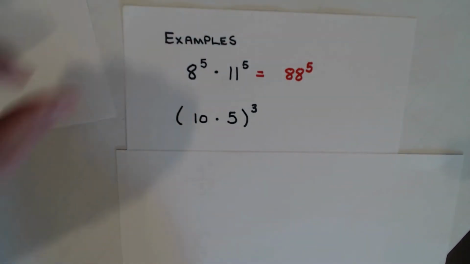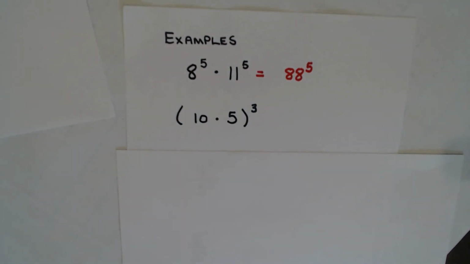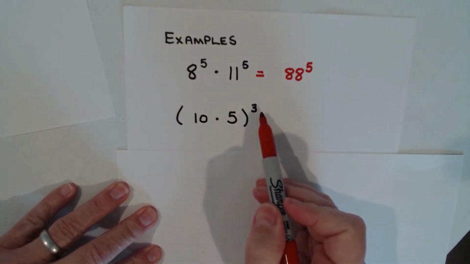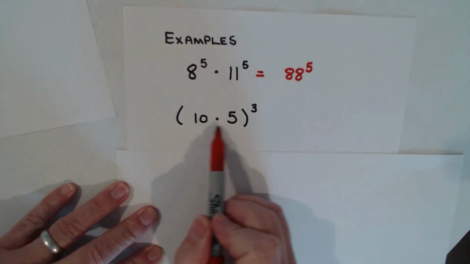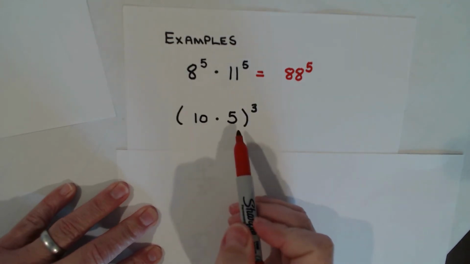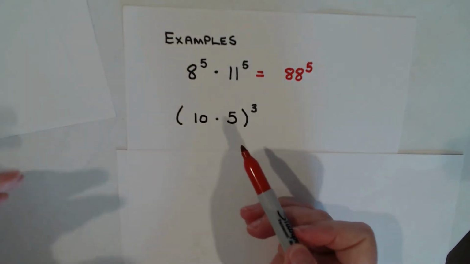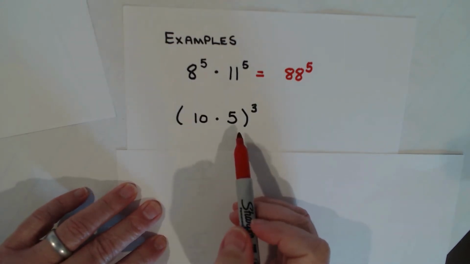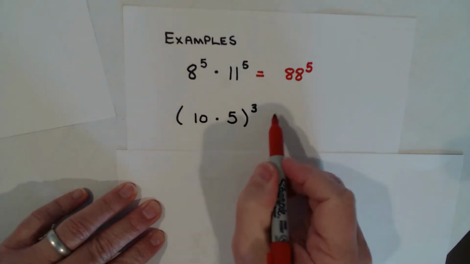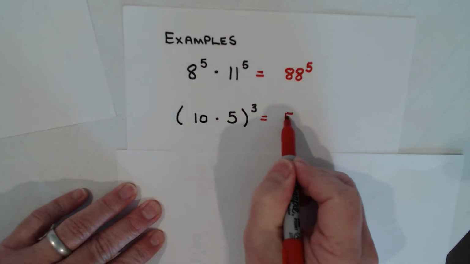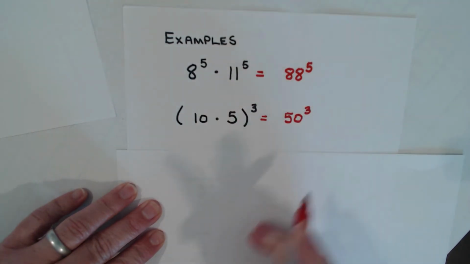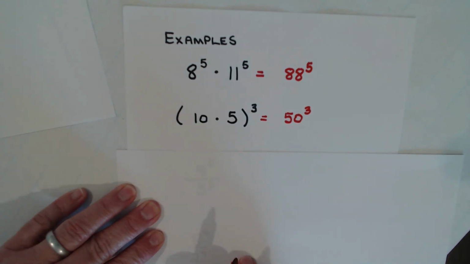Look at the next one. Both of these really have the exact same exponent. That means I can simply multiply what's inside the parentheses. If you wanted to use your order of operations, that rule, it would work on this as well. So 10 times 5 is 50. And this is simply 50 to the third power.